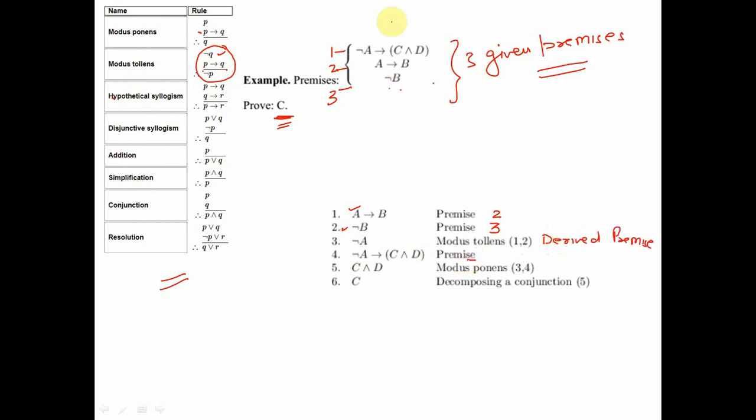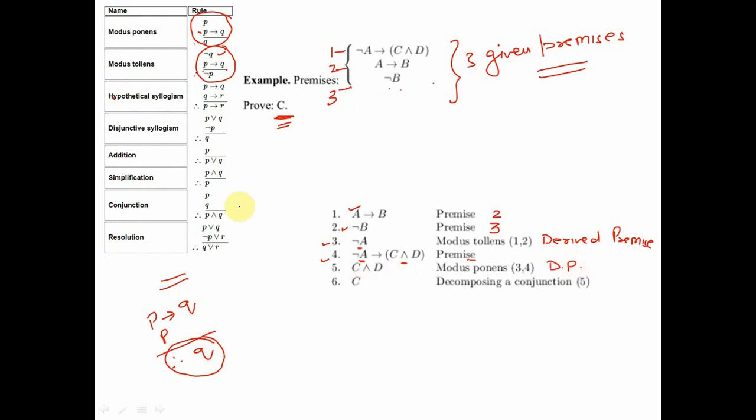Now this once again is a premise. Negation of A implies C and D. Now I have negation of A and I have negation of A implies C and D. Now see modus ponens over here. What does modus ponens say? P implies Q and P, therefore Q. Now see over here, negation of A implies C and D. This is representing P and this is representing Q. So P implies Q and you can see P over here. So the conclusion is Q. So I can get C and D. This is once again a derived premise.